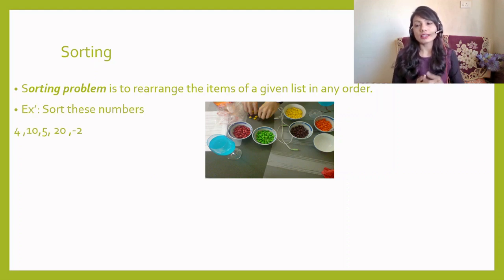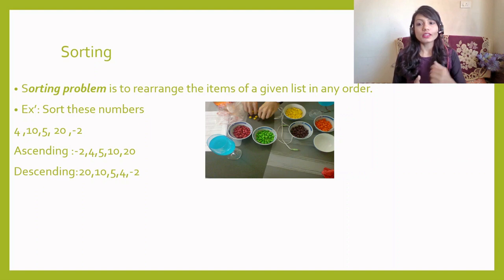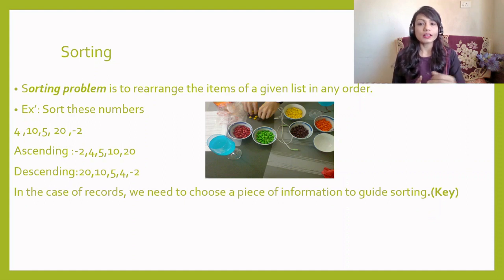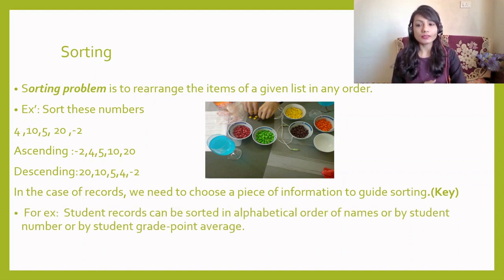So let's see one example, that is to sort numbers. Here are some numbers: 4, 10, 5, 20, minus 2. If you sort them in ascending order, the answer will be minus 2, 4, 5, 10, 20. Whereas in descending order, the order will be 20, 10, 5, 4, minus 2. The criterion while sorting the numbers is known as the key.